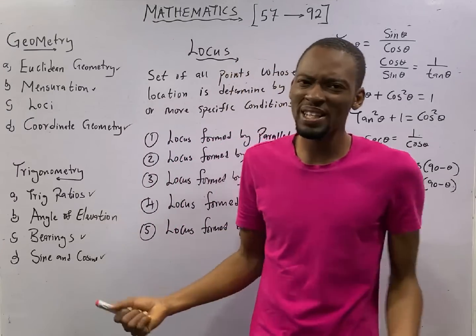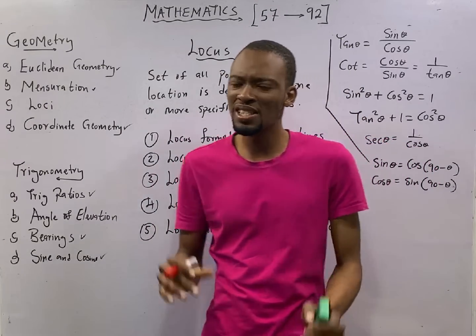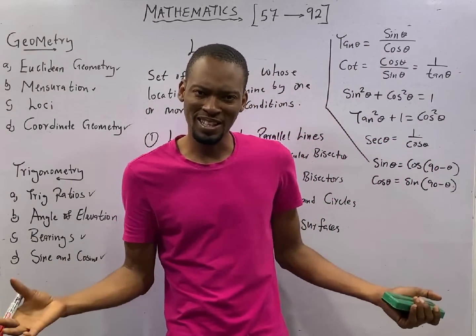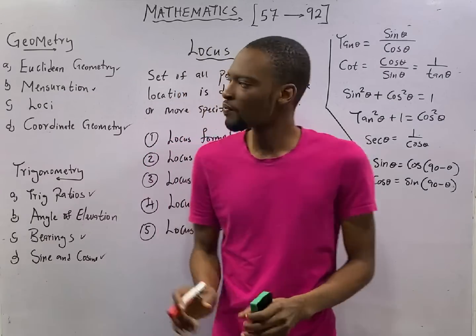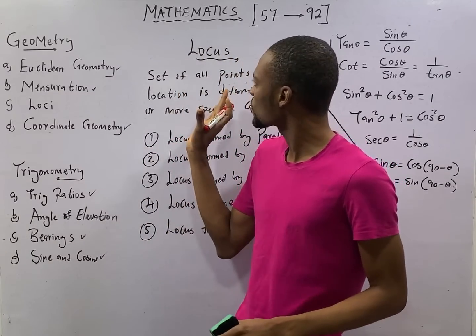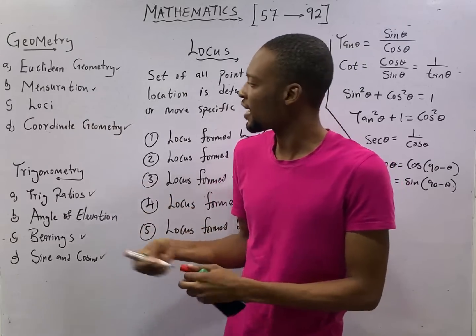This is episode number 80 of the 120 Days to Jamb Mathematics with Flash Isaac. In this episode, we shall be looking at locus. The plural is loci.